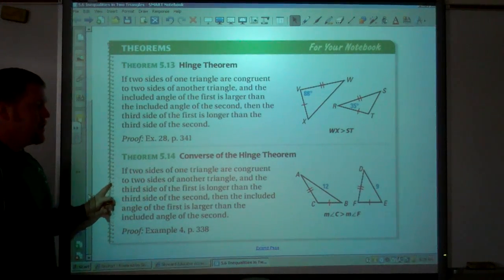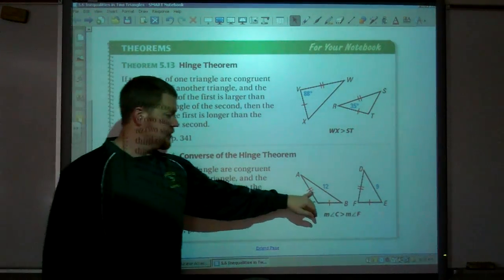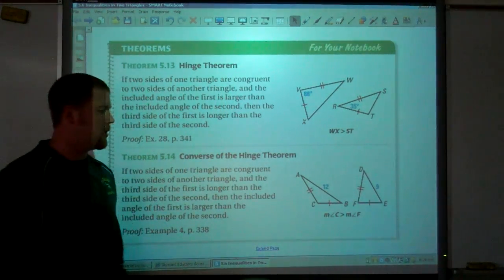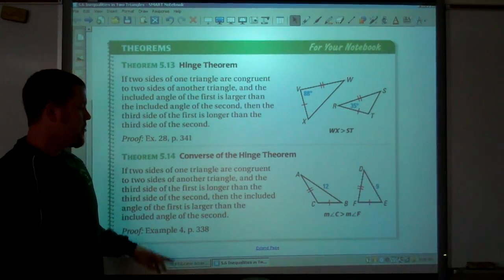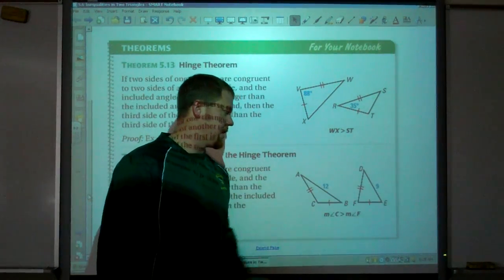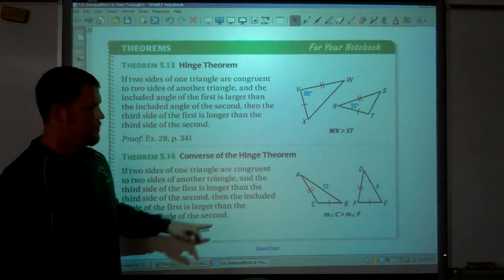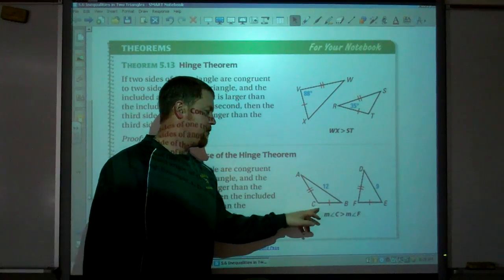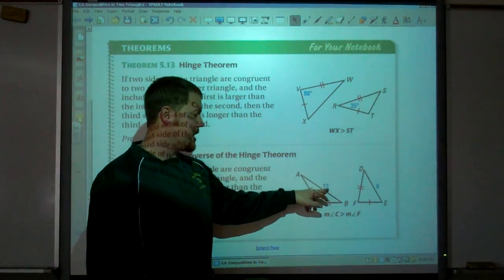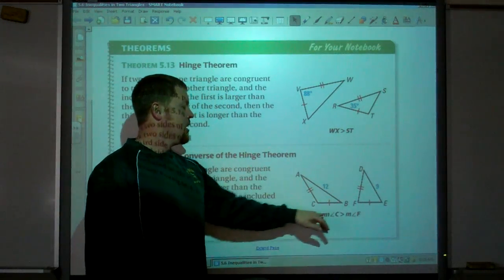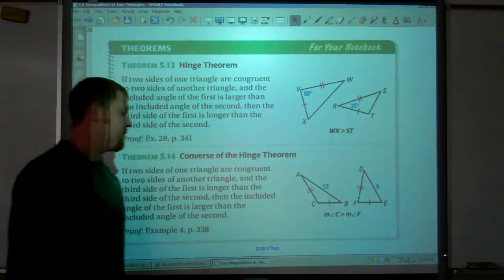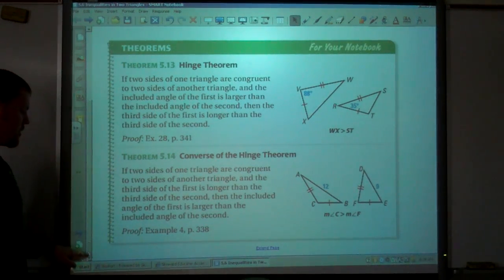The converse is also true. So if you have two sides of one triangle congruent to two sides of a second triangle, and the third side in the first triangle is longer than the third side of the second triangle, then we can talk about angles C and F. We can have some kind of relationship between those two angles. And again, if this side is larger than that side, then the measure of angle C is going to be greater than the measure of angle F. Okay?